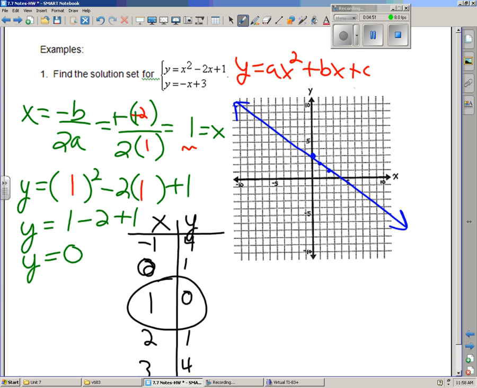If we plot this, negative 1, comma 4. Whoops, that's too high. Sorry. Let's fix this. Boom.